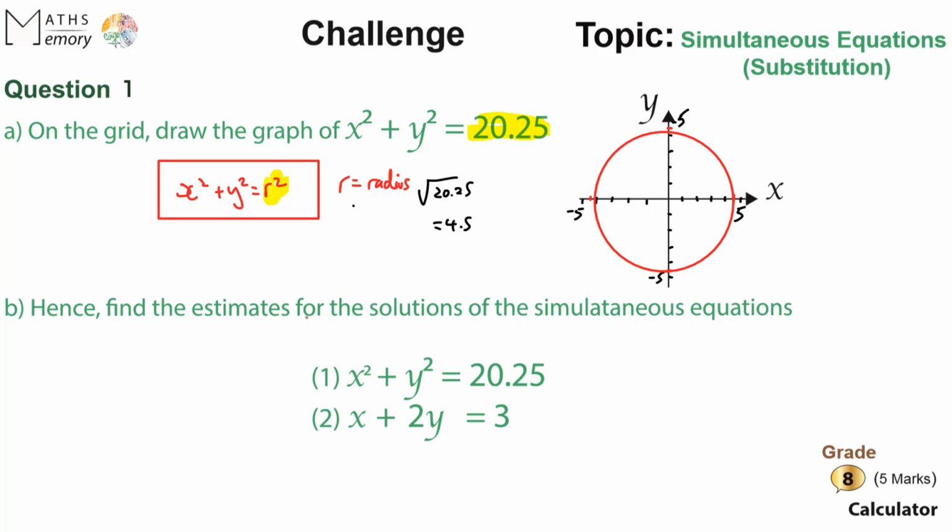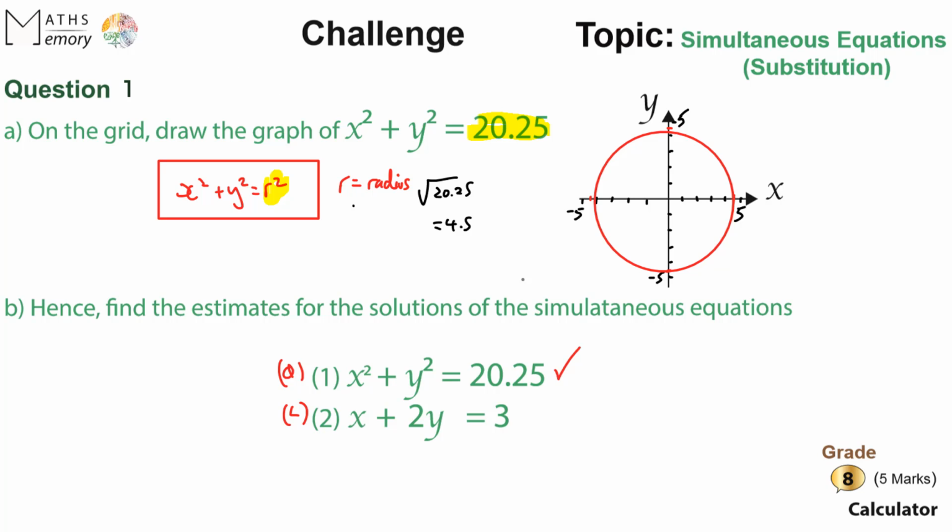Now, hence, find the estimates for the solutions of the simultaneous equations. So you've got a quadratic and a linear. Now, guess what? Part 1 looks like part A over here, so this we've already done. You've already sketched this. Let's now sketch this over here, part 2.